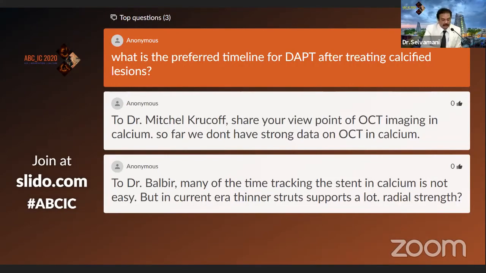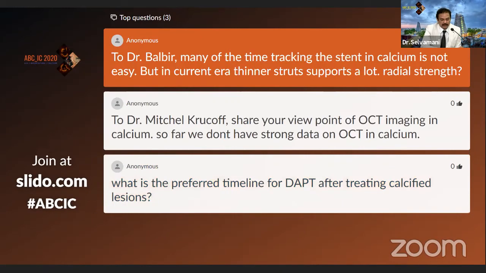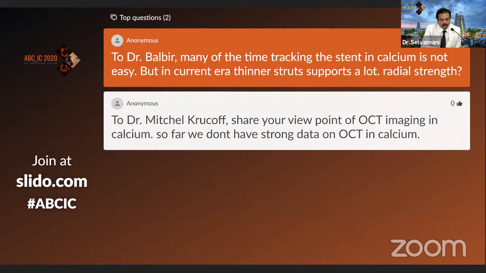Next, I think that goes to Dr. Balbir. There's a lot of difficulty in tracking the stent in the calcified lesion. And is there any difference with thin stent support or radial stent? That is what they have asked there.